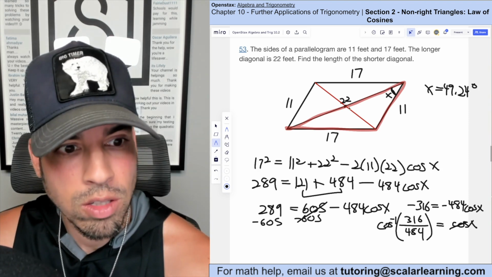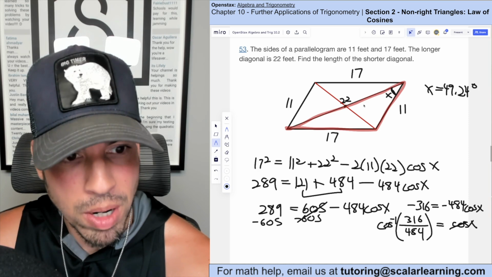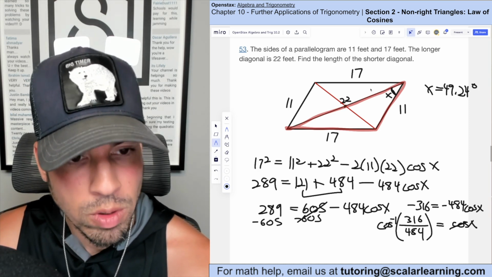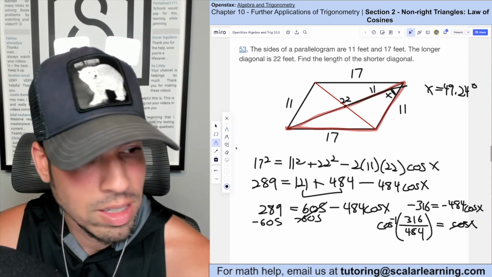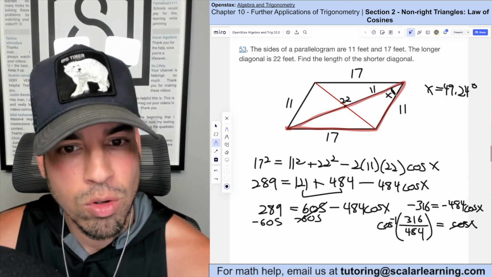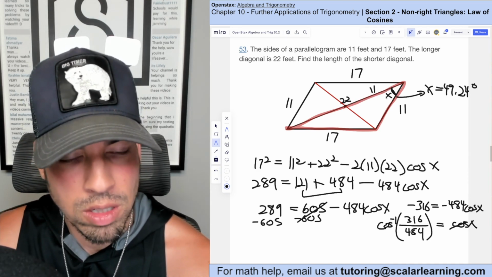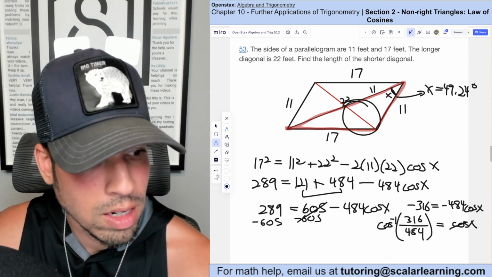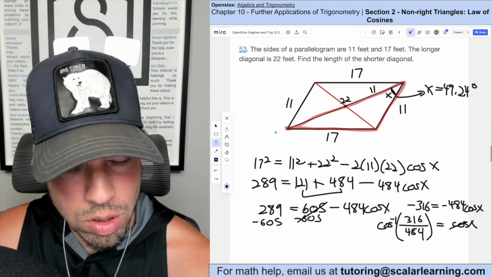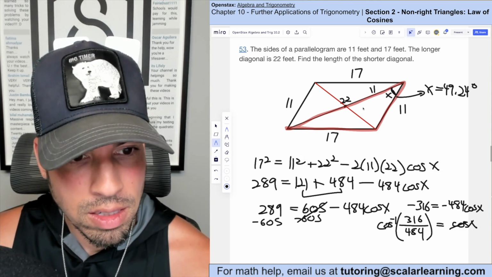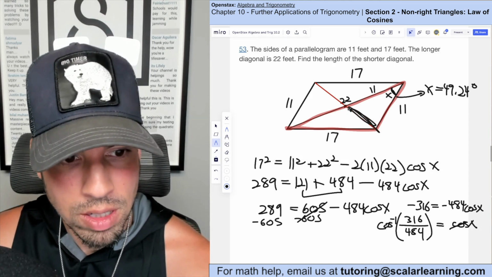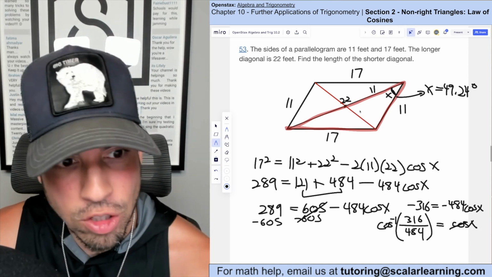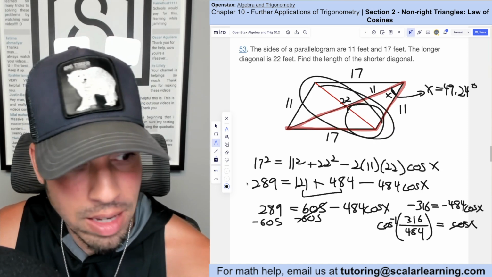Now, the other thing to note is that in a parallelogram, the diagonals bisect each other. So if this whole thing is 22, this other little side here is 11. And this is pretty cool because now if I know that this angle is here, I've got two sides in this triangle and I don't know this side. So now I can use the law of cosines again in this little mini triangle to solve for this length here. And then once I get that, I just double it because again, the diagonals bisect each other. So this piece here is exactly half of the whole thing.